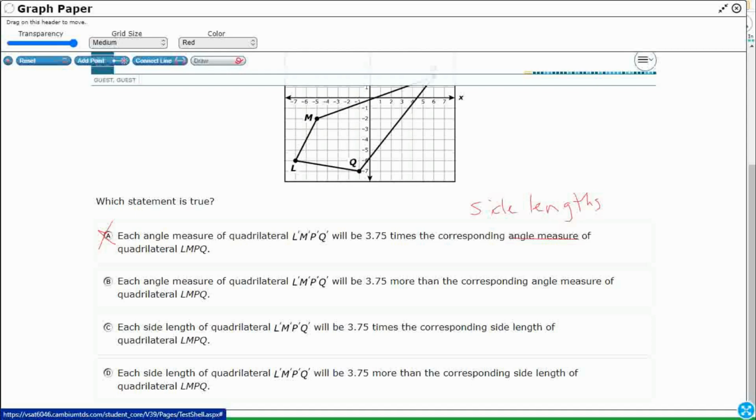And then we've got the angle measure again, still asking about the angle measure. Now the side length, that's what we're dealing with. So is it going to be 3.75 times or 3.75 more? This is a plus 3.75, and this is a times 3.75, and we did multiply by 3.75. So our answer here is going to be C.